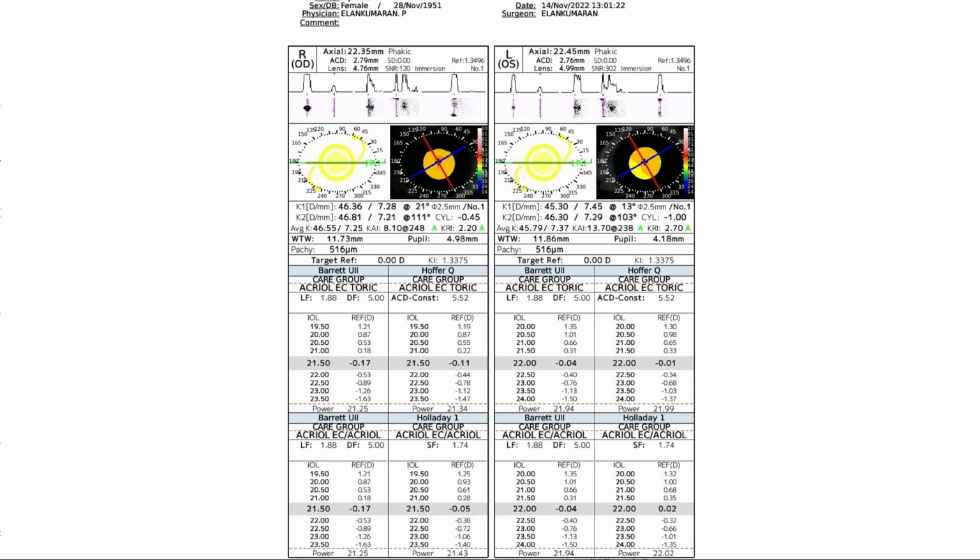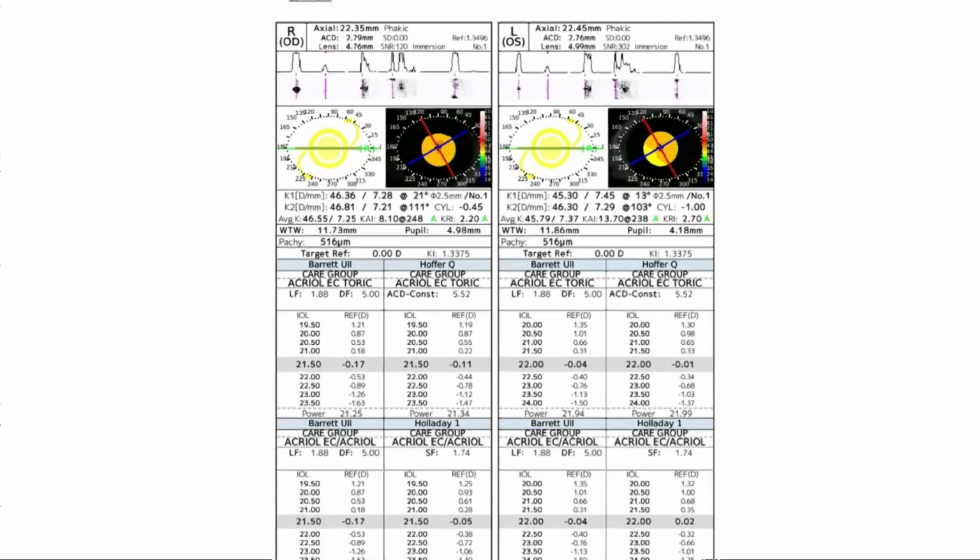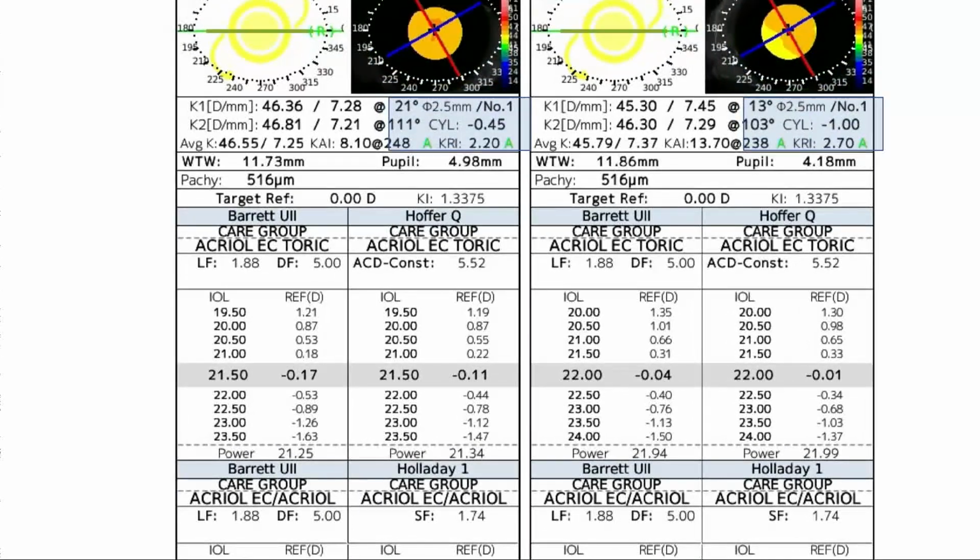There was an excellent presentation by Dr. Anaga on why alpha is better. Now you have this printout in front of you. What do you look at? Number one, look at that cylindrical value. Now, you will know why I have chosen this particular biometry. One is 0.45, another is 1. Dr. Mino clearly mentioned, when it comes to monofocal IOL, we can have a cutoff of 1 dioptric cylinder.